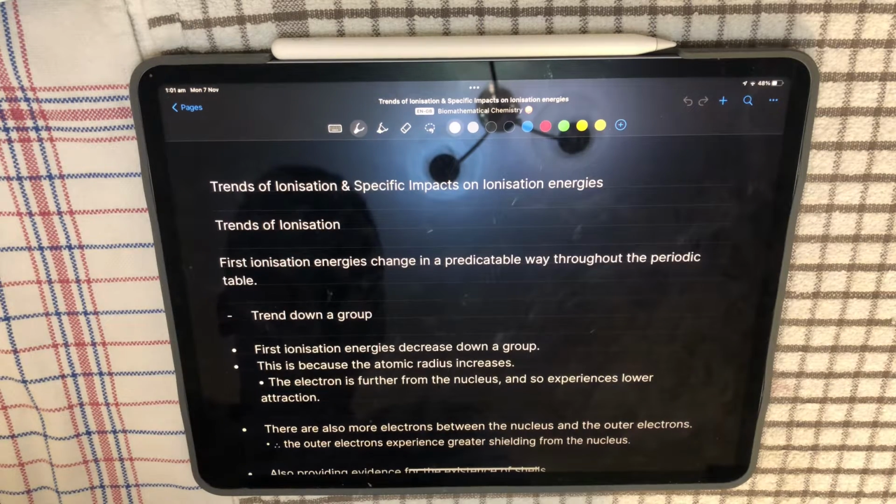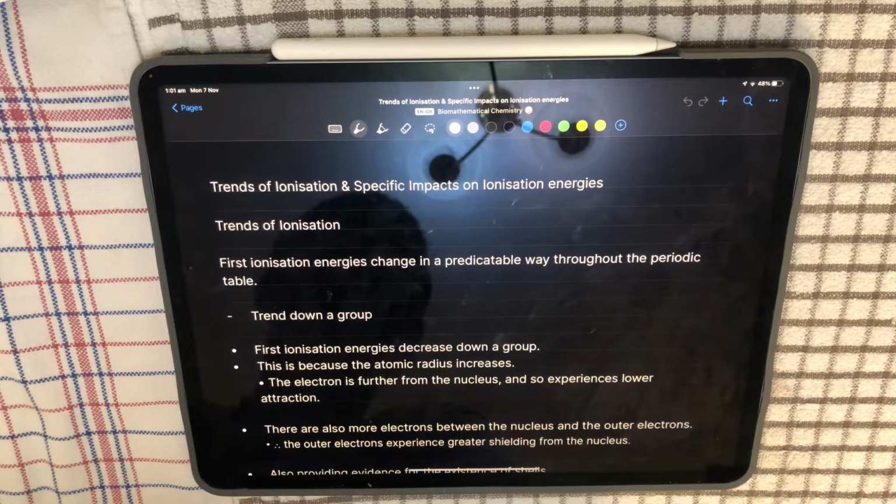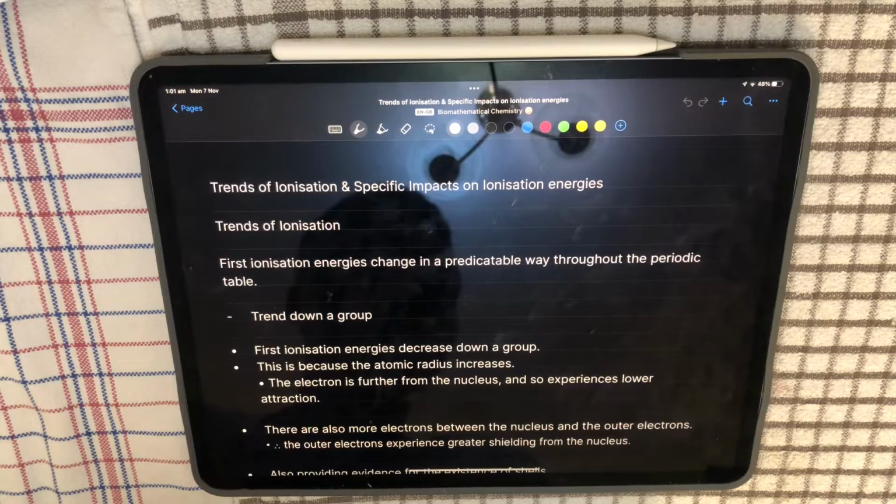First, ionization energies change in a predictable way throughout the periodic table. The trend down the group is that the first ionization energy decreases down the group. The reason for this is that the atomic radius increases, so the electron is further from the nucleus and so it experiences a lower attraction.